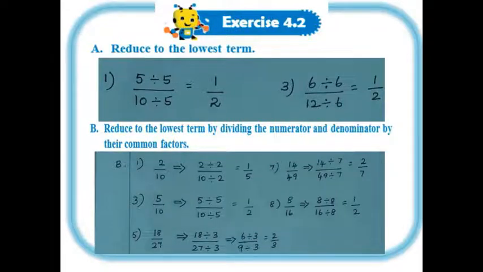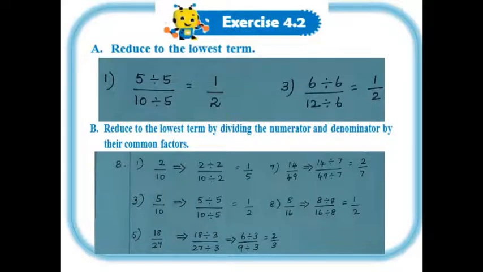Reduce to the lowest term by dividing the numerator and the denominator by their common factors. So 2 by 10. 2 by 10, the common factor between 2 and 10 is 2. So 2 divided by 2 and 10 divided by 2 will give you 1 by 5. The third sum is 5 by 10. The common factor between 5 and 10 is 5. So 5 divided by 5 and 10 divided by 5 is 1 by 2.